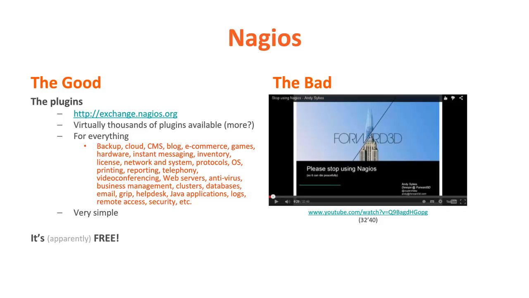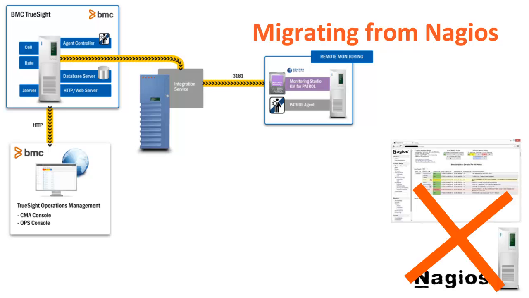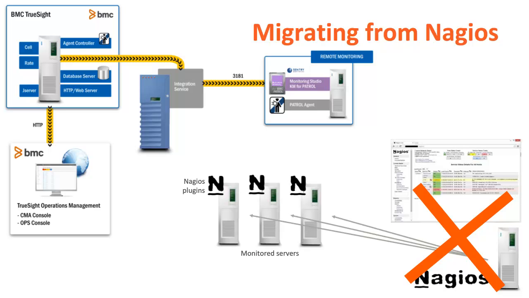Now that you want to migrate to TrueSight Operations Management, you wonder if you have to throw away all these plugins you've been using for years. No, don't throw them away, but recycle them with Monitoring Studio. Nagios plugins are simply scripts to be executed. These scripts can be executed by Monitoring Studio, either locally or remotely through SSH. The information collected will then be displayed into TrueSight.